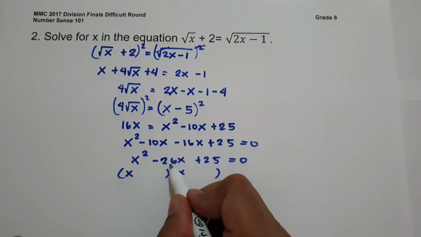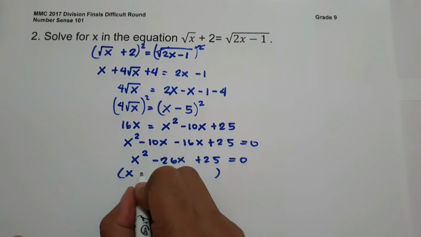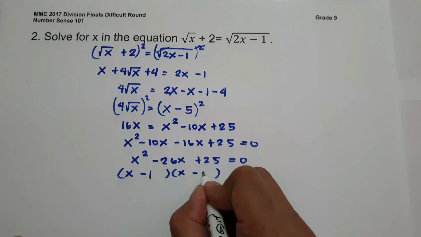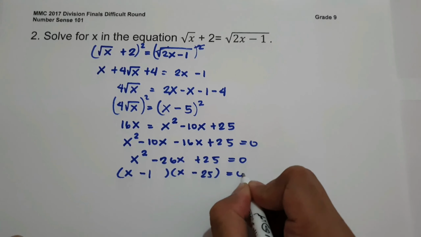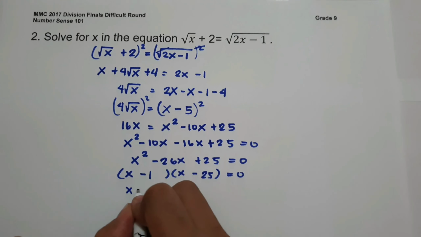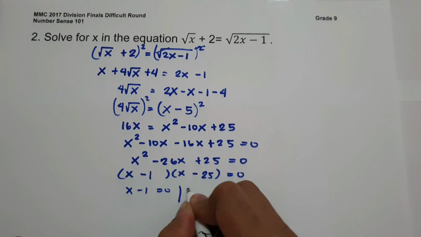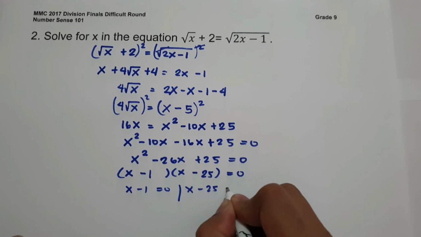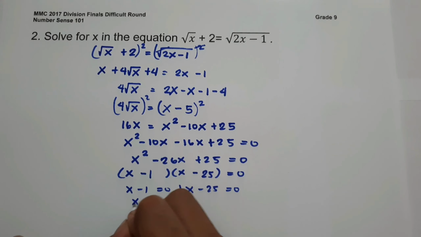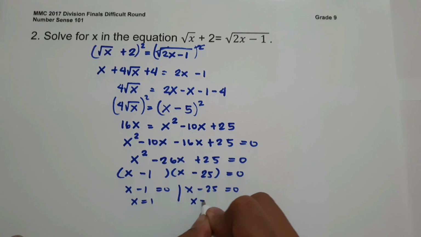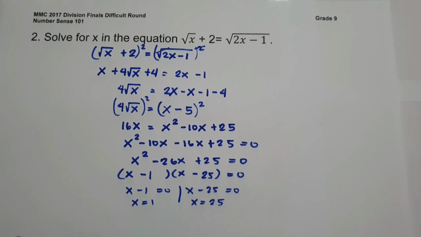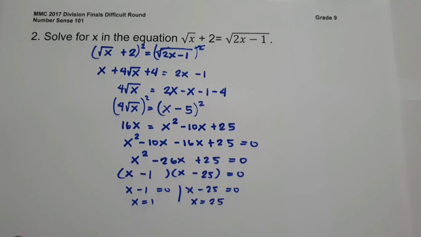And if we add, we can get negative 26. And that is negative 1 and negative 25. Let us equate to 0. So x minus 1 equals 0, and x minus 25 equals 0. So x is 1 and x is 25. But we have to check which among the values of x is part of the solution.